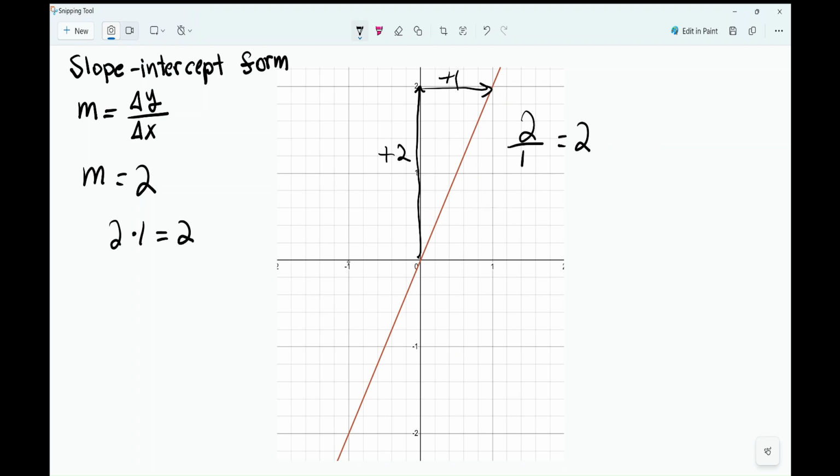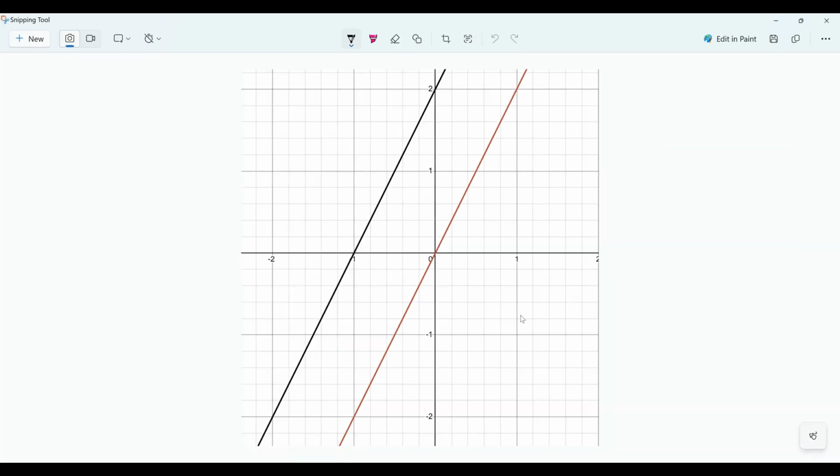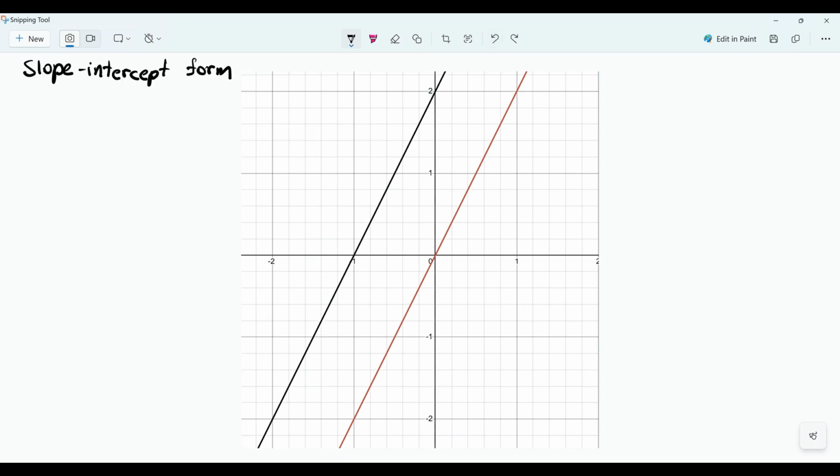What if I multiply the slope by negative 1? So 2 times negative 1 equals negative 2. That's why your y is going to be equal to your slope times your x. There's something that is still missing. We know that slope-intercept form is y equals mx plus b. We know where the y equals mx came from, but where is the b coming from?